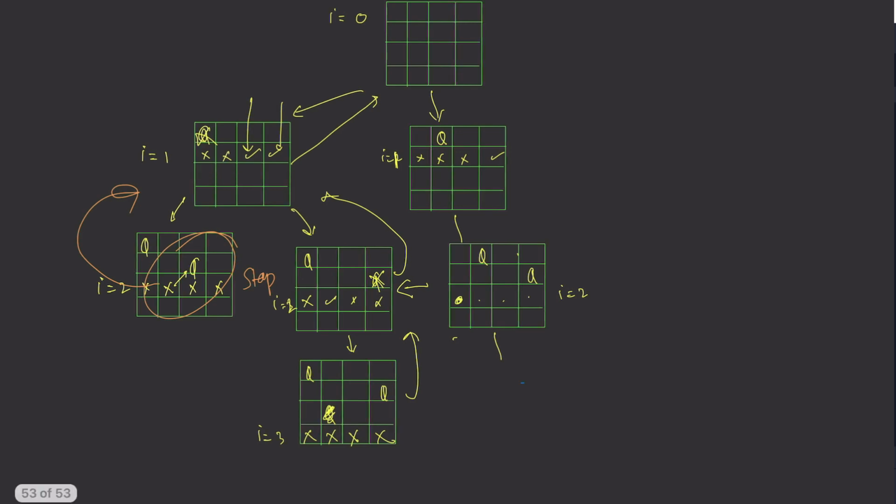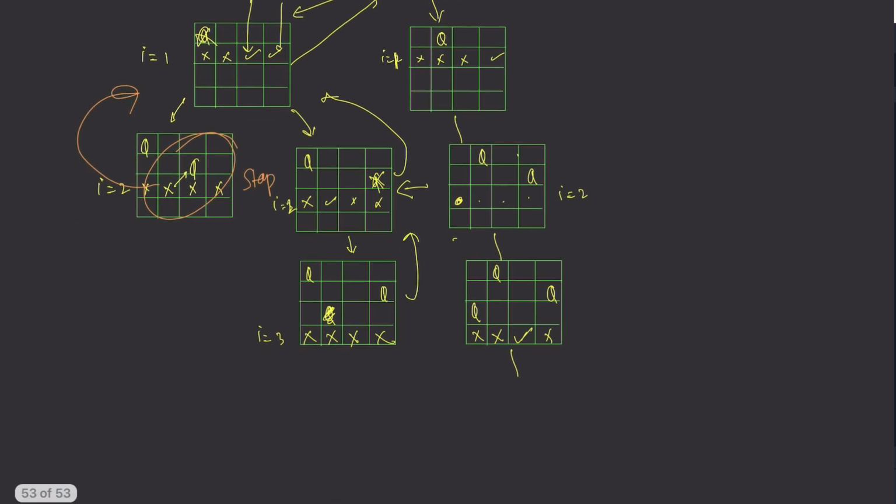Let me paste it over here. Now we will place the queen over here. Talking about the last row, this is not safe, this is not safe, this is safe, this is not safe. So we are able to place a queen over here. If we place a queen here, the configuration would look something like this: queen, queen, queen, and queen. So yes, this is one of the correct configurations.